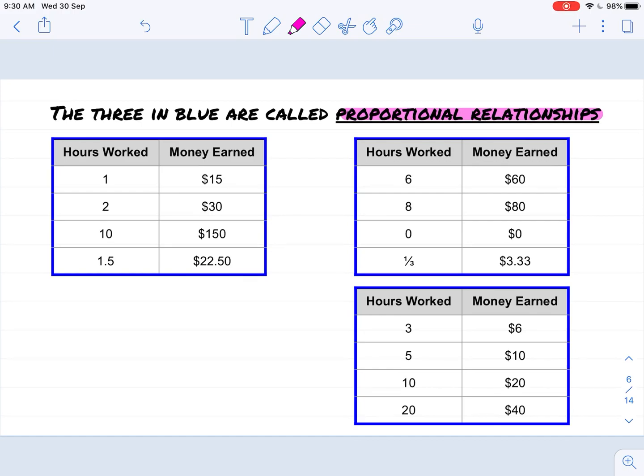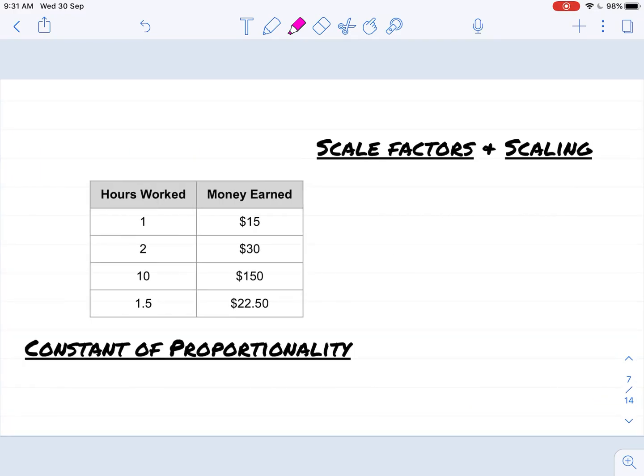And there's a few terms that you need to know about proportional relationships and what makes something a proportional relationship. We're going to be looking at just tables in this video, but we're also going to be looking at graphs and equations as the unit goes along. So what makes something a proportional relationship when you look at a table? How can you tell? Well, there's two things that you're looking for. One, you're looking for a scale factor, or scaling of ratios.